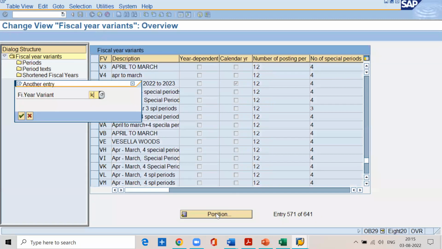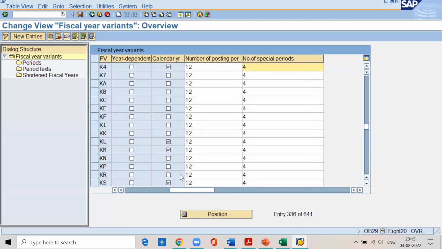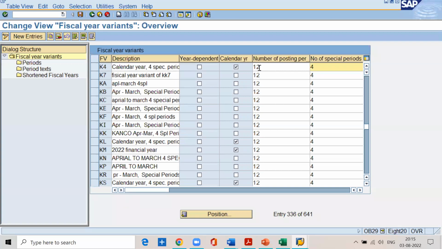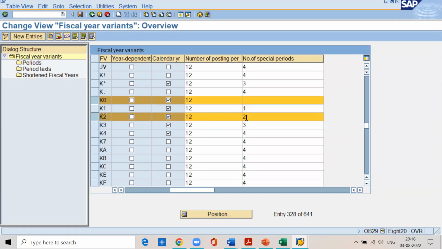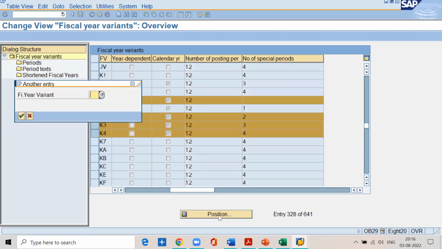Similarly, we have K4 also there. K4, right? Calendar year, number of posting periods 12, number of special periods 4. Then K0, number of special periods 0. Normal periods 12, compulsory, right? Then K1, 1 special period. K2, 2 special periods. K3, 3 special periods. K4, 4 special periods. Then V6.